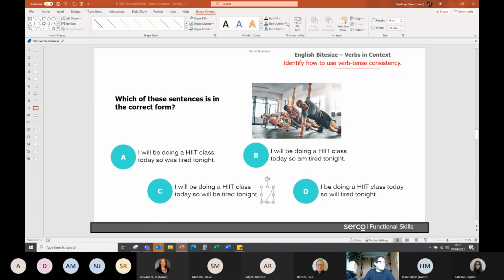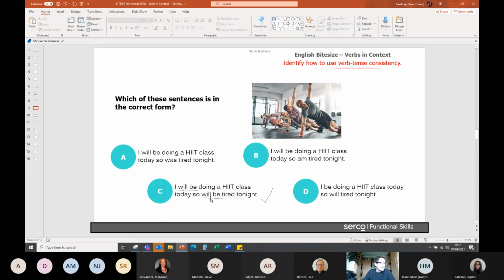Yeah, and you're absolutely spot on. It is C, because you can see I will be doing a HIT class today, and so I will be tired. So we've got a consistent use of the future tense. So there we go. That is what we mean by verb tense consistency, keeping the tenses you use consistent within a sentence. Right, so that's the first thing we're going to look at.